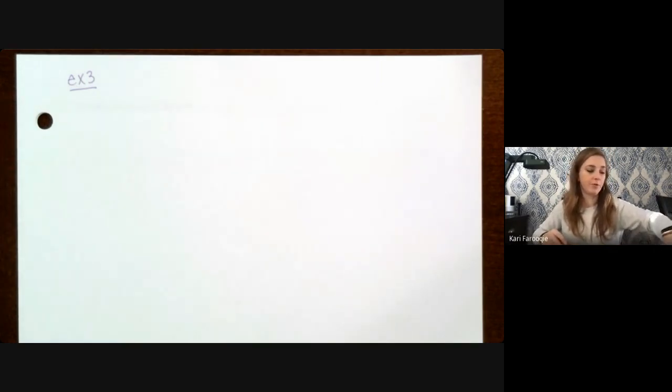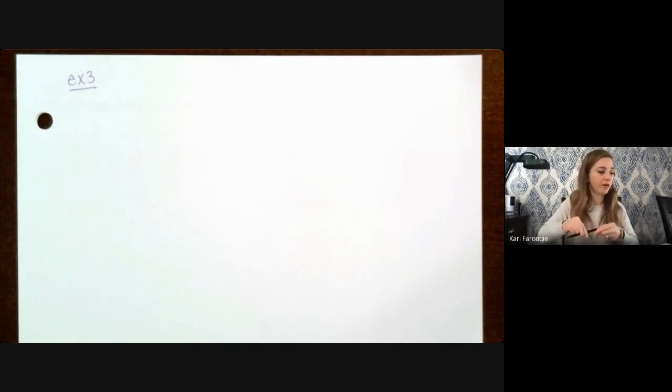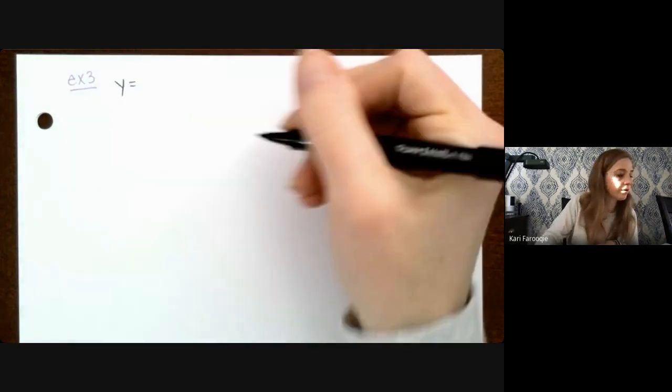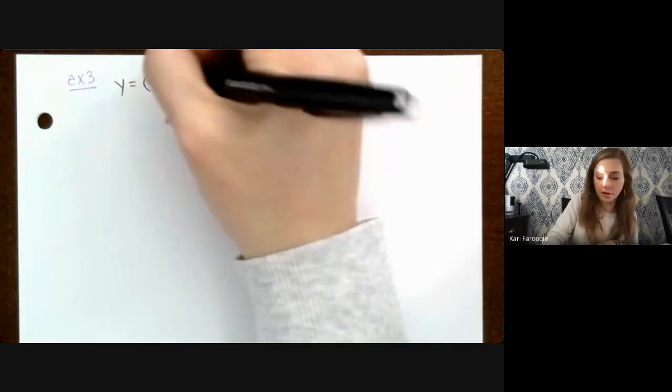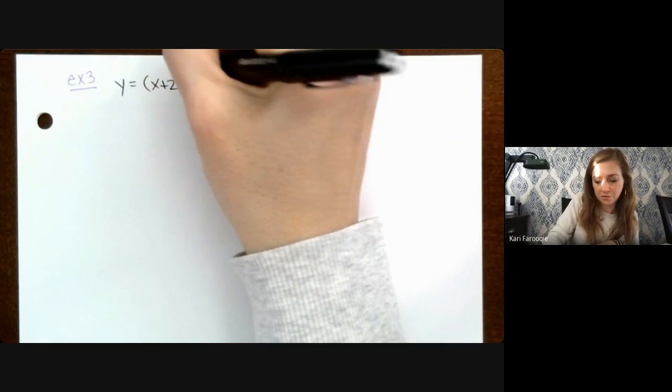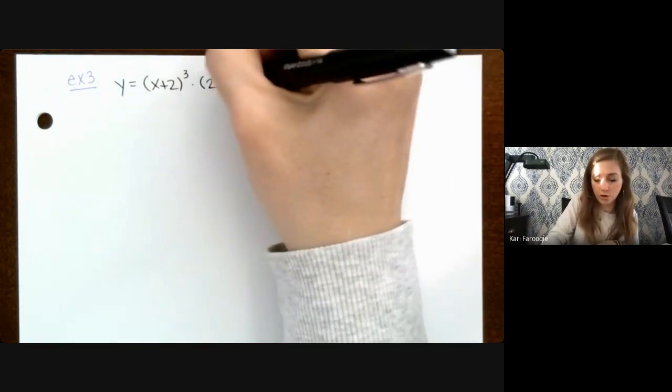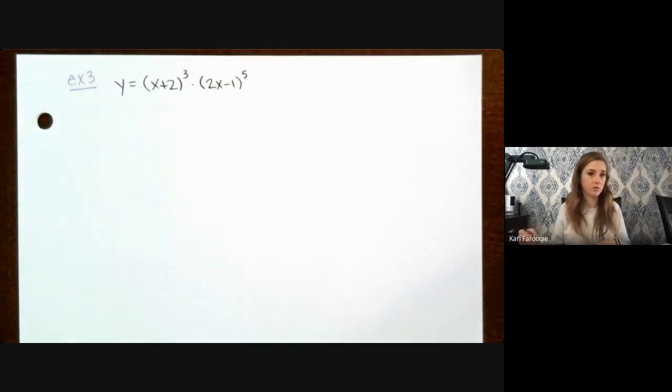Okay, no. H of x equals, well, let's just call it y. Y equals x plus 2 quantity cubed times 2x minus 1 to the 5th. Now, we need to find y prime. We're going to have to do that using the product rule and the chain rule.